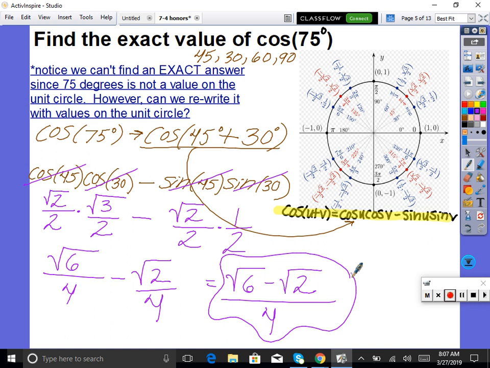Now let me show you something. Everybody grab your calculator real quick, and I want you to just type in the cosine of 75 degrees, making sure your calculator's in degree mode since you're inputting a degree. And then tell me what the decimal is, just maybe 2 decimal places.